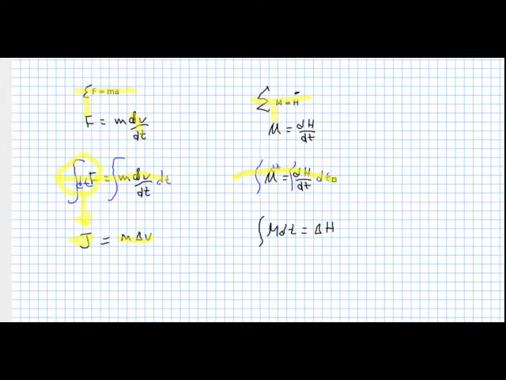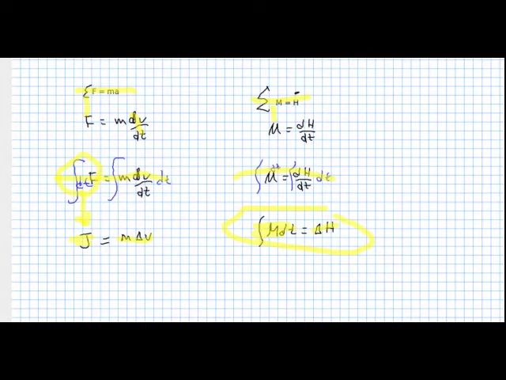Integrate both sides with respect to time, and the integral of dh dt with respect to time is just dh. Integral of dh is h from your initial to final angular momentum, which is your change in h, just like it was change in velocity over here. And on the left-hand side, we've just got the integral of M dt. And I'm going to leave this equation in that format. Okay, now let's go ahead and use this.